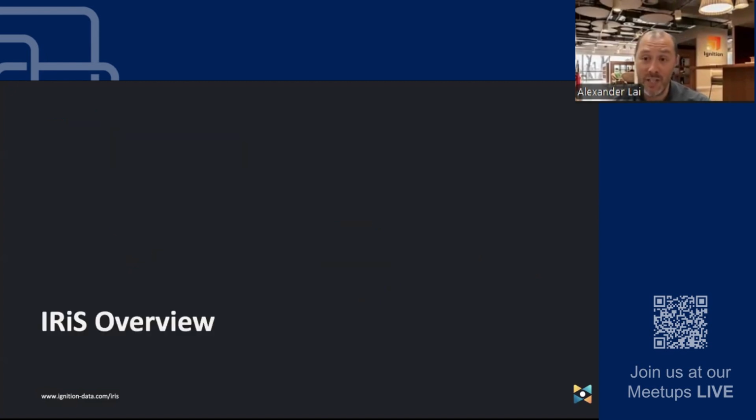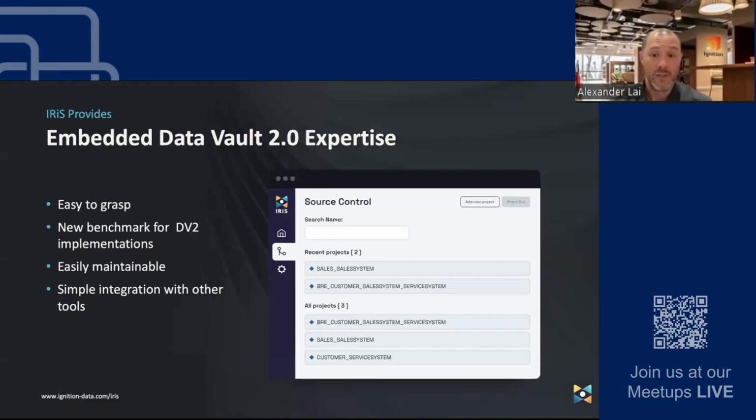So we'll move right on to the overview. What I'd like to do today is to show off IRiS as an easy to grasp automation tool that builds a data vault in a consistent and intuitive way. Hopefully, you'll see that the process is easily maintainable and provides the agility to meet changing business needs and deliver value quickly. IRiS will integrate with most data management platforms and information governance tools.